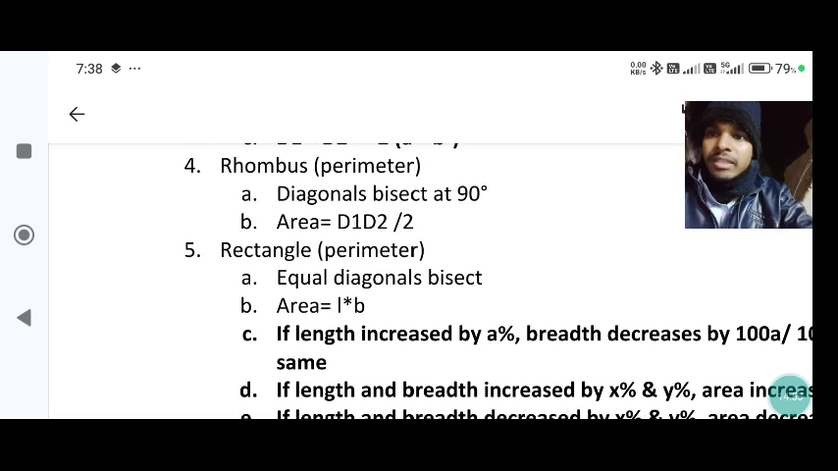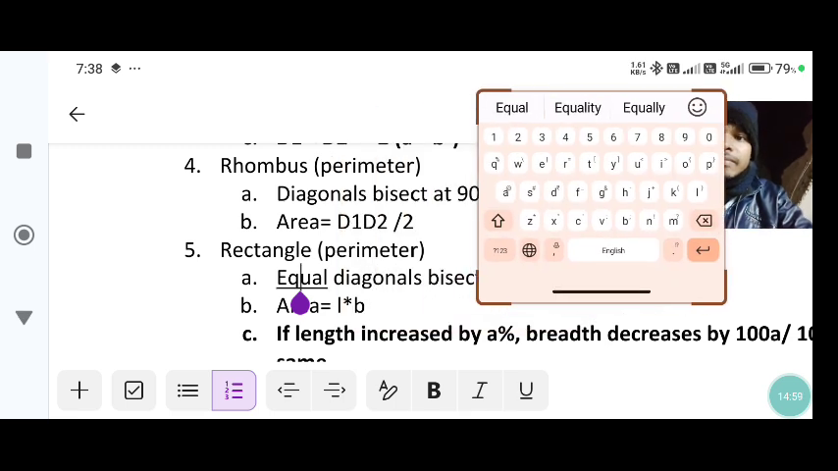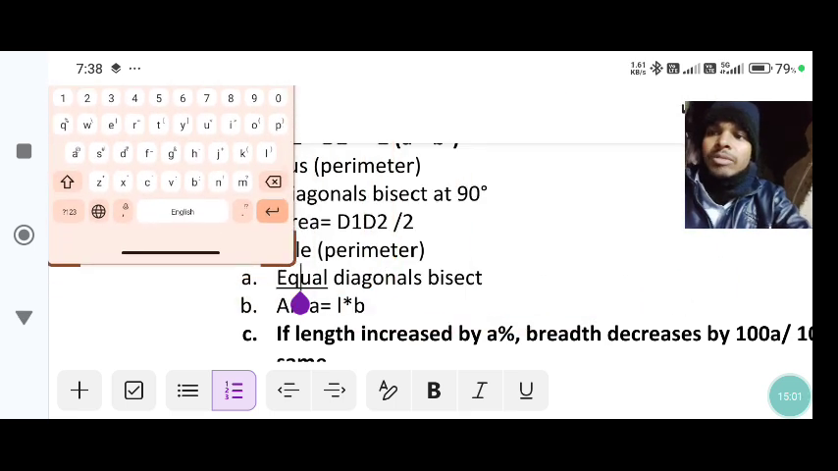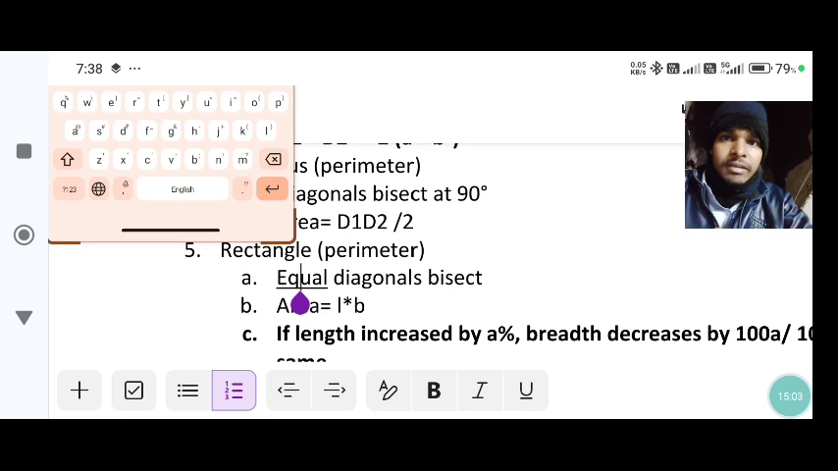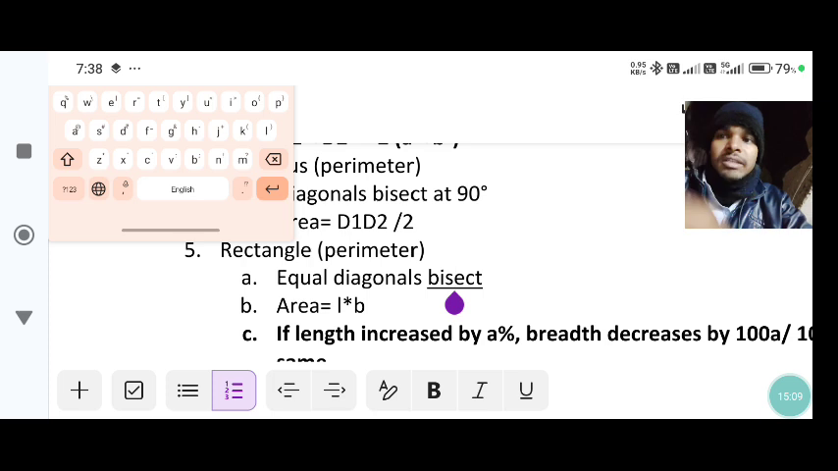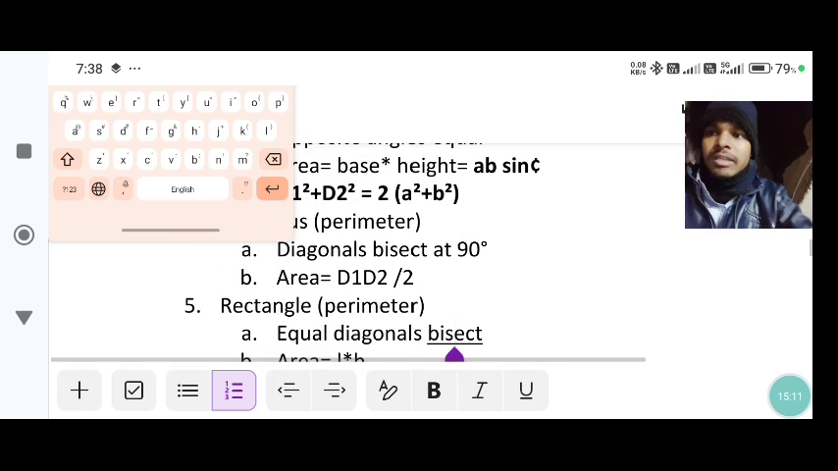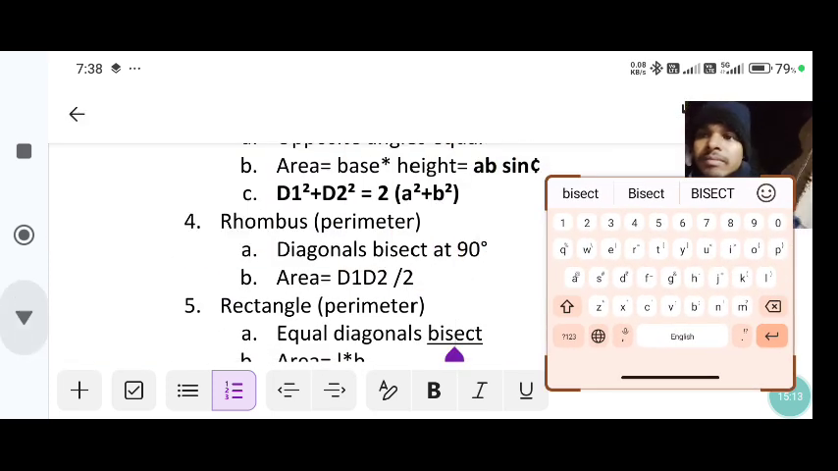Here three things are there. There are three things to remember about the diagonal: equality of the diagonals, whether it is bisecting or not, and whether it is at 90 degrees or not. These three things are to be memorized.